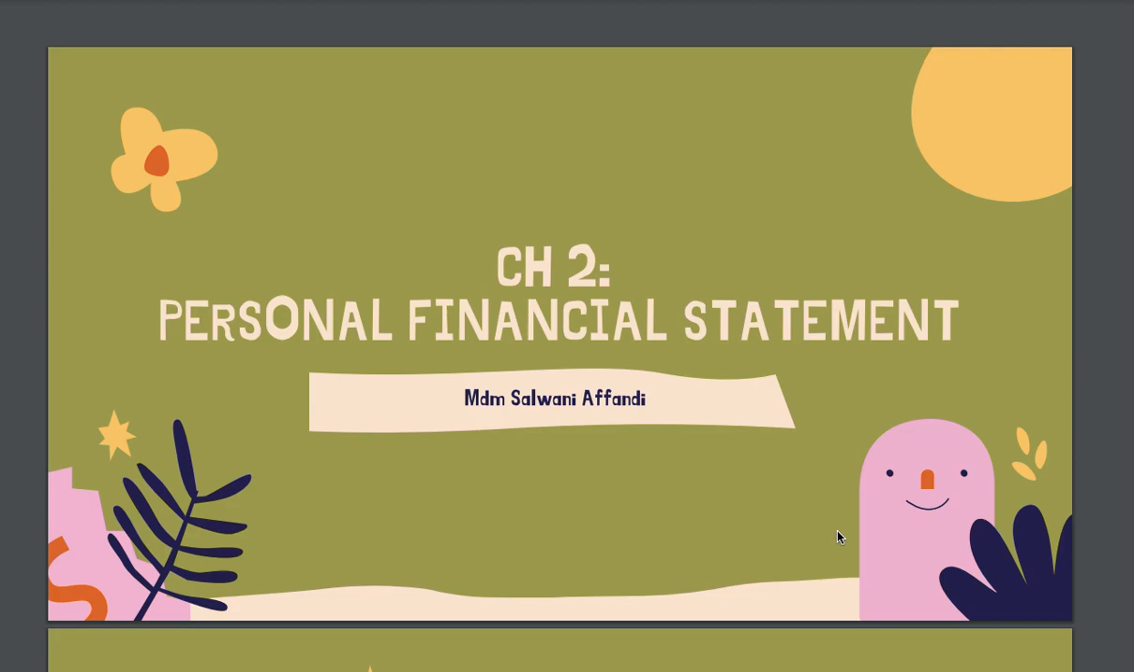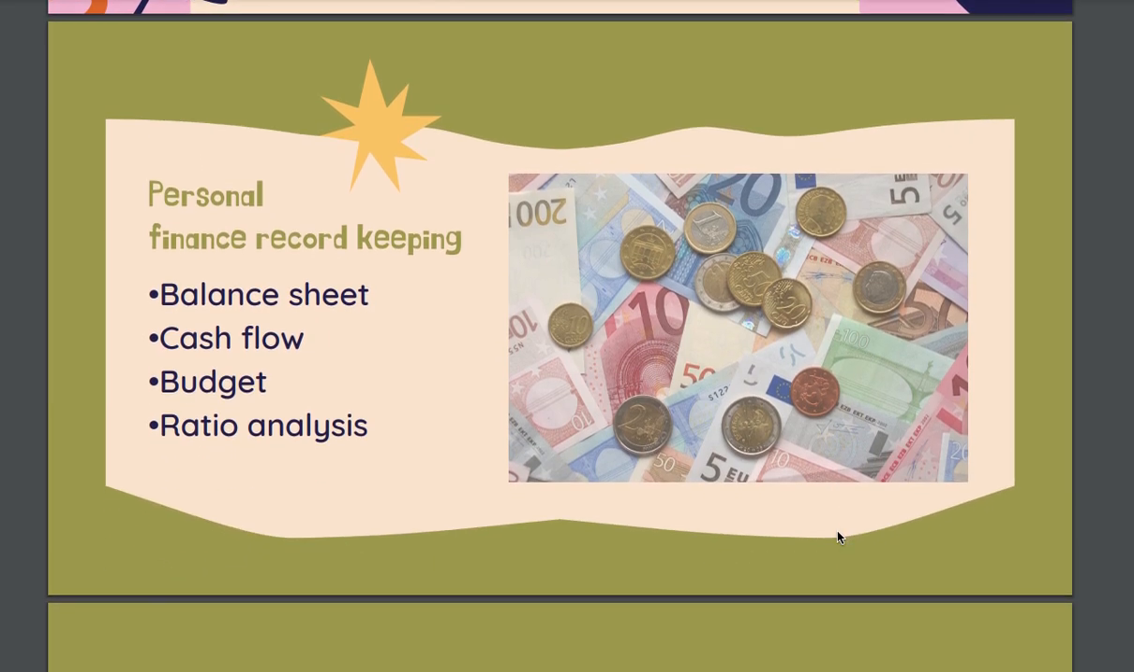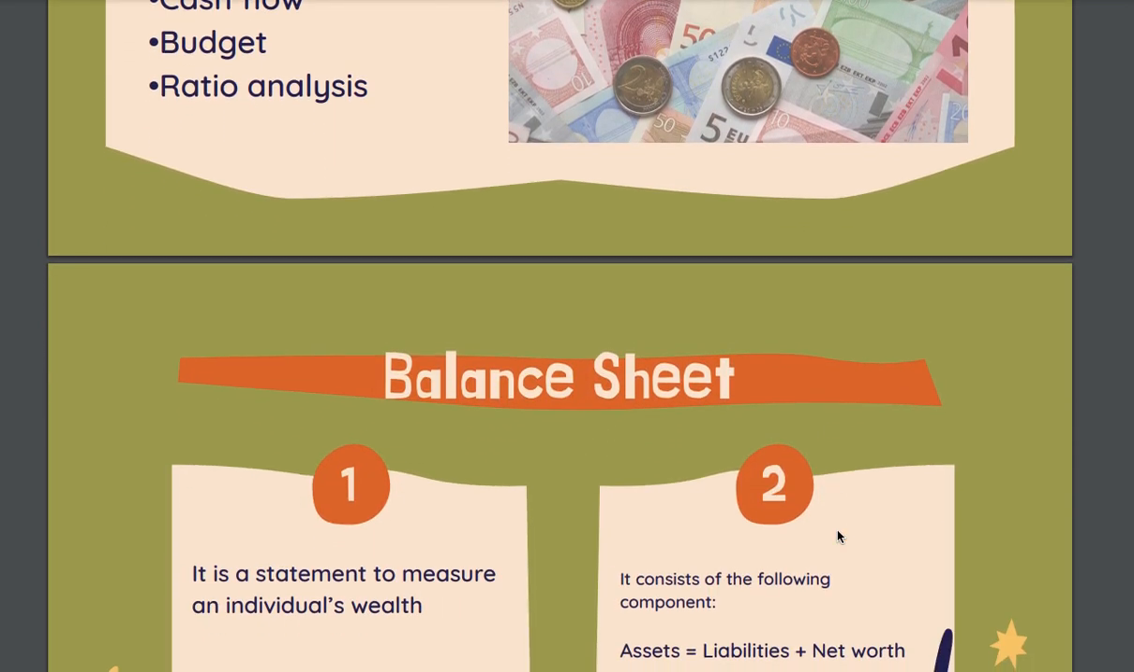Alright, chapter 2 is personal financial statement. The personal financial statement is the personal finance record keeping. So what are the record keeping? In this chapter, we are going to learn how to prepare the balance sheet, cash flow, the budget, and also we are going to do the ratio analysis.